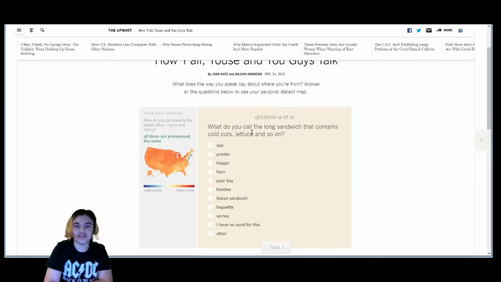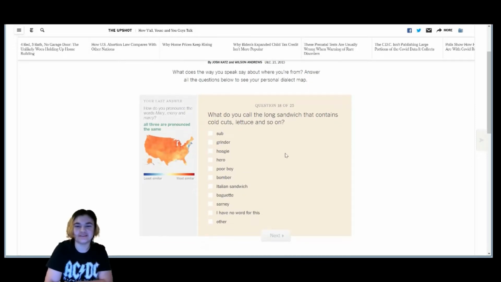What do you call the long sandwich that contains cold cuts, lettuce, and so on? You call it sub, grinder, hokey, hero, poor boy. Oh yeah, I heard them called po' boys. You don't say the R, it's a po' boy. But poor boy, sure. Bomber, Italian sandwich, baguette, sarnie.